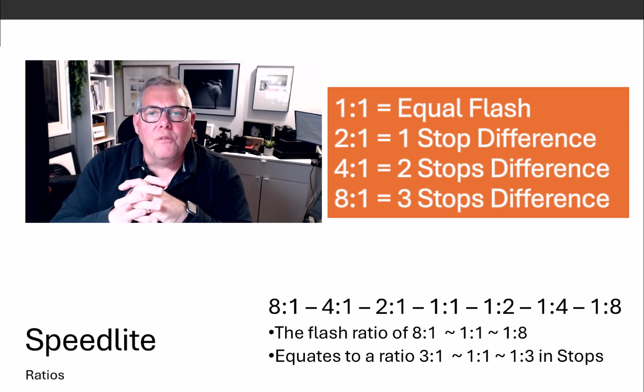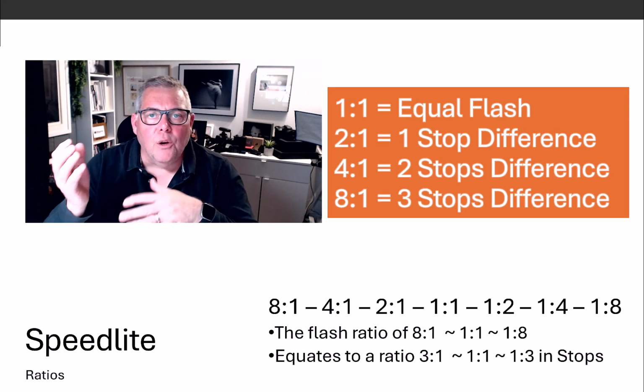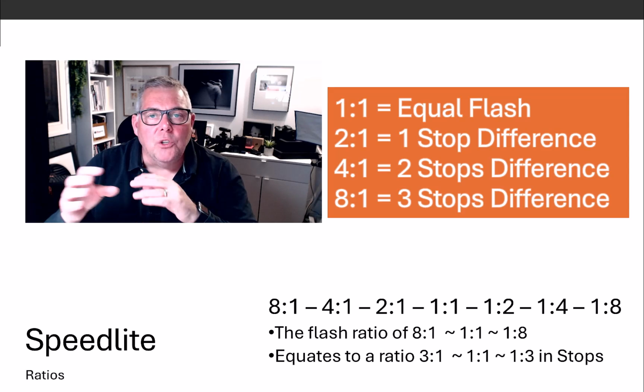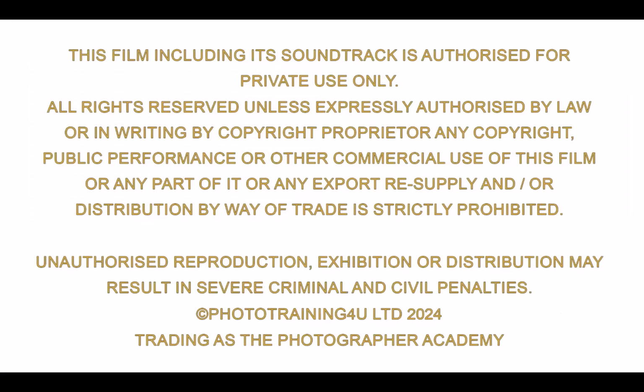Just one thing, be careful that the camera doesn't see the flash coming directly into it, whether it's reflected off a mirror or whatever it be, because you can actually get some weird results from that as well. Hopefully, I've unraveled a little bit about Speedlite ratios for you.